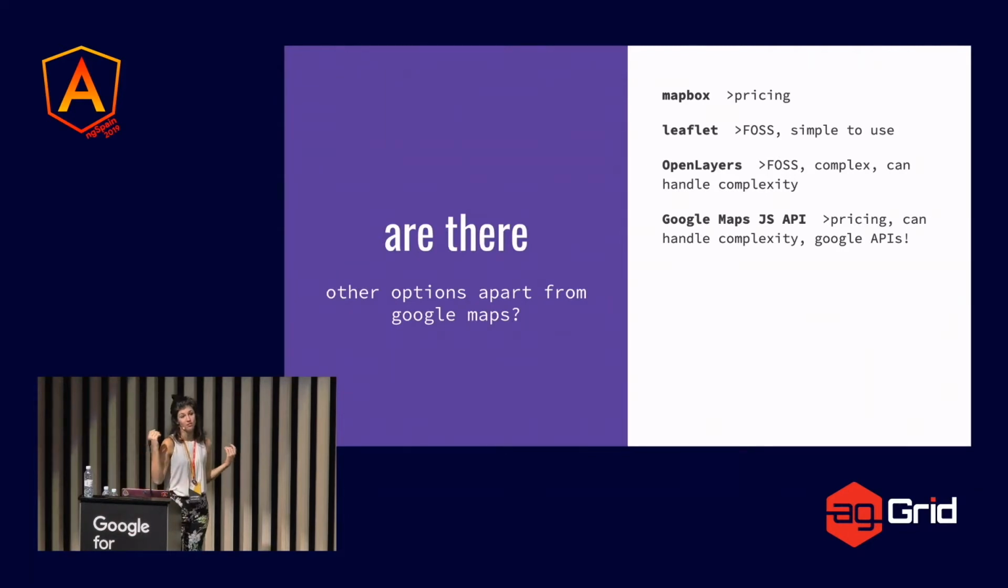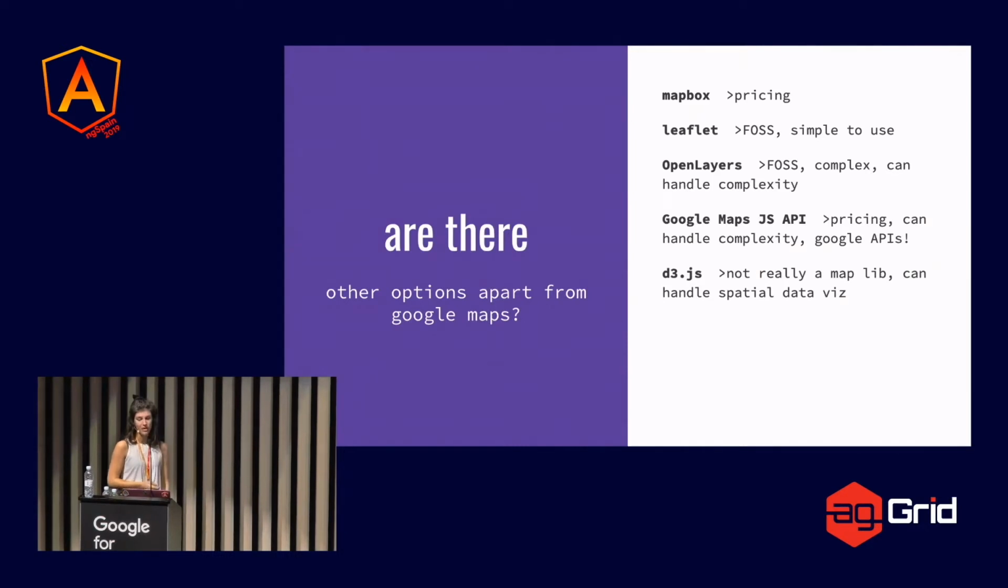Usually in the past, when I wanted to visualize a lot of data or handle very complex operations or things like GIS data, OpenLayers is a pretty good way to go. Then the Google Maps JavaScript API, it has pricing. It can also handle complexity, and we're going to see this today. You have access to Google APIs. I mean, you have access to directions. You have access to all the places and everything you can see on Google Maps. And new things are added all the time, and we're going to see this today.